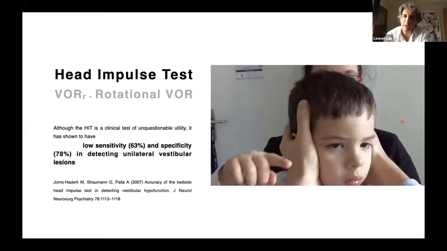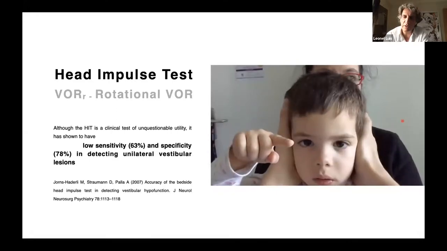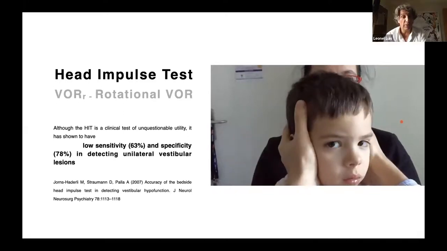As you can see, with 100% velocity it's difficult, but with slow motion, something that you can do with a smartphone nowadays, it's so much easier to identify the side of the lesion, especially in patients with acute spontaneous nystagmus. So, although the head impulse test is a clinical test of unquestionable utility, and this is why you see it over and over again in every conference, in every seminar, everyone is talking about it, the truth is that it has been shown to have a rather low sensitivity of about 63% and specificity of about 78% in detecting unilateral vestibular lesions.